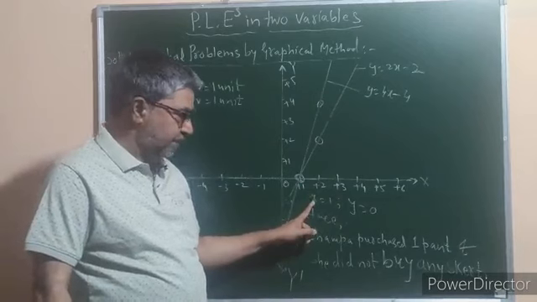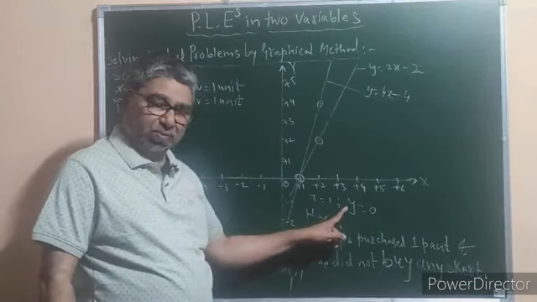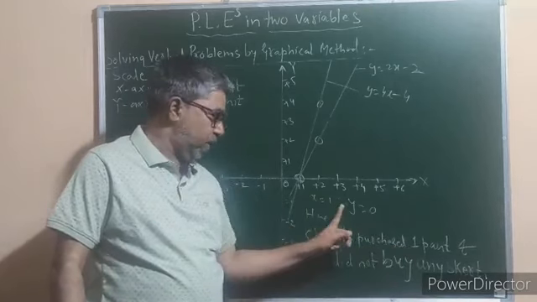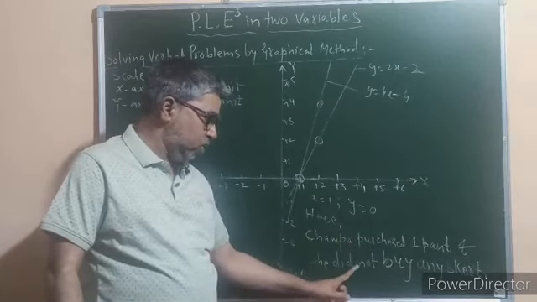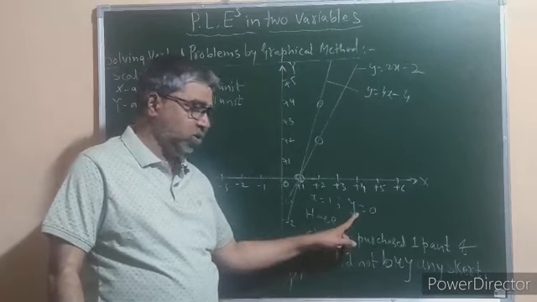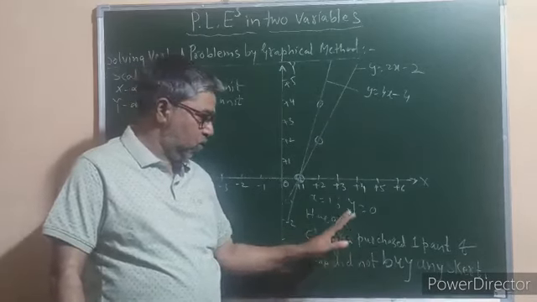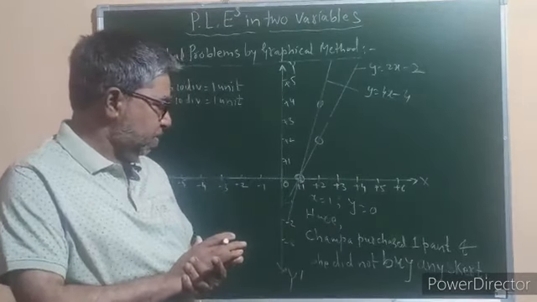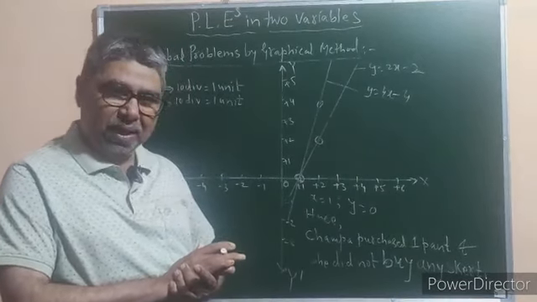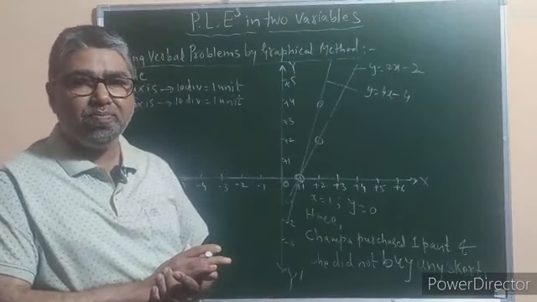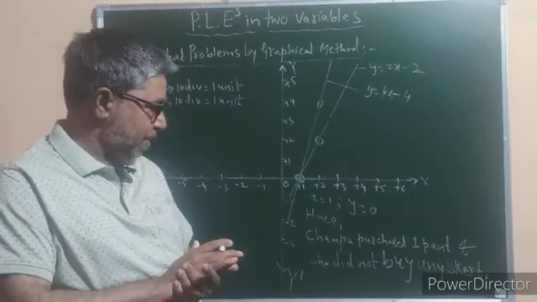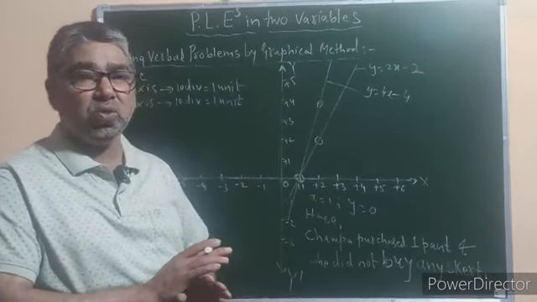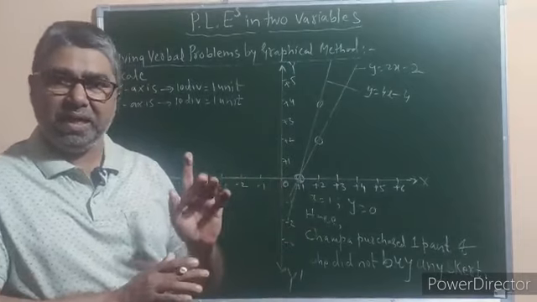We have considered x as the number of pants and y as the number of skirts. Hence Champa purchased one pant because the value of x is 1, and she did not buy any skirt because the value of y is 0. So the number of pants purchased by Champa is 1 and the number of skirts purchased by her is 0. So this is the graphical solution for that particular example.